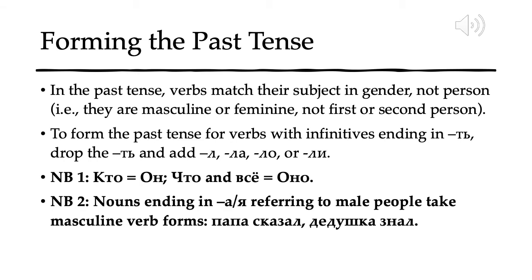Another important thing to keep in mind is that if you have a noun ending in а or я that refers to a male person, it's going to take the masculine verb forms. So these nouns that end in а but refer to male people are actually grammatically masculine. You have a small but important group of grammatically masculine nouns that end in а or я, and they take the masculine verb forms just like they take masculine modifiers. So we could have, for example, папа сказал, дедушка знал.